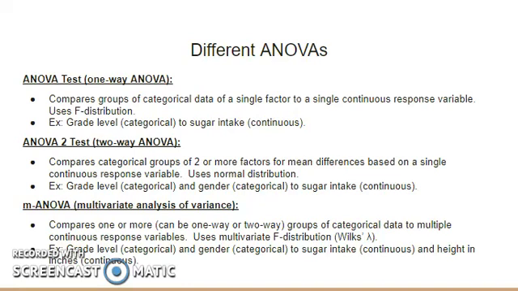Lastly is the M-ANOVA, or multivariate analysis of variance, and this compares one or more, can be one-way or two-way, groups of categorical data to multiple continuous response variables. That uses the multivariate F distribution, so a little bit different than the other F distribution, which is Wilks's lambda distribution. An example of this would be grade level categorical and gender categorical to sugar intake continuous and height in inches continuous.